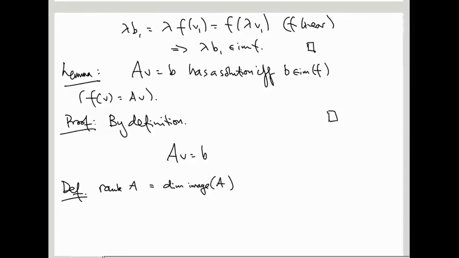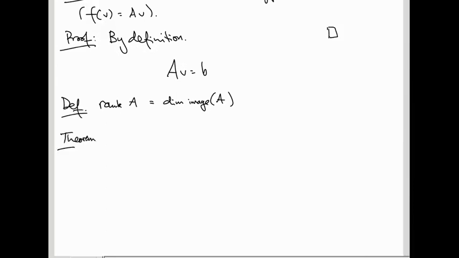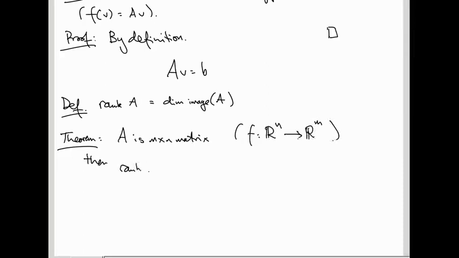And now there's a really nice theorem called the rank-nullity theorem, which says that if A is an M by N matrix, or you know, if F is a linear map from Rn to Rm, then the rank of A, or the rank of F, plus the nullity of A equals N. So N is the number of columns of A, or it's the dimension of the domain of the linear map. Okay, this is a really nice theorem. It tells you you only need to work out one of these two numbers and you get the other one for free.